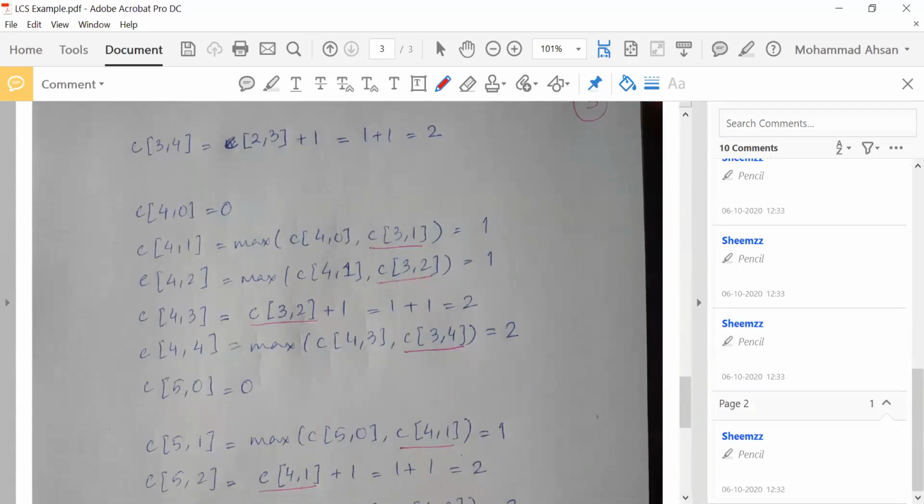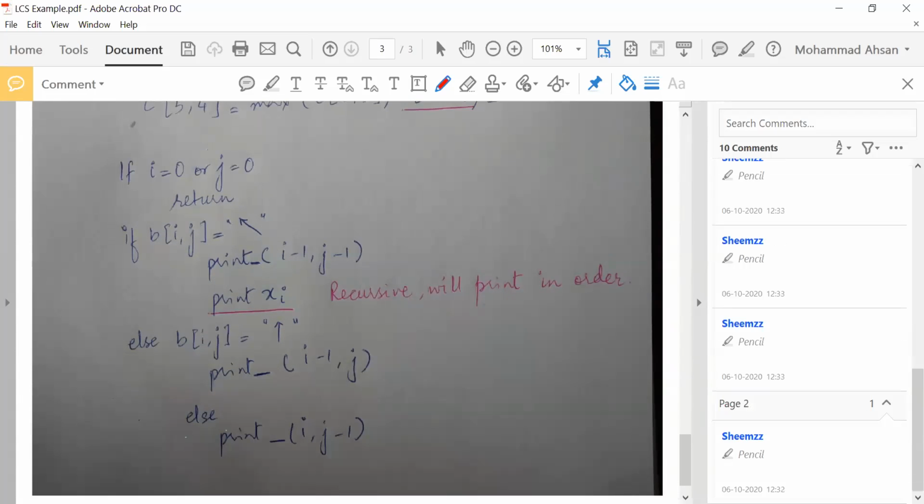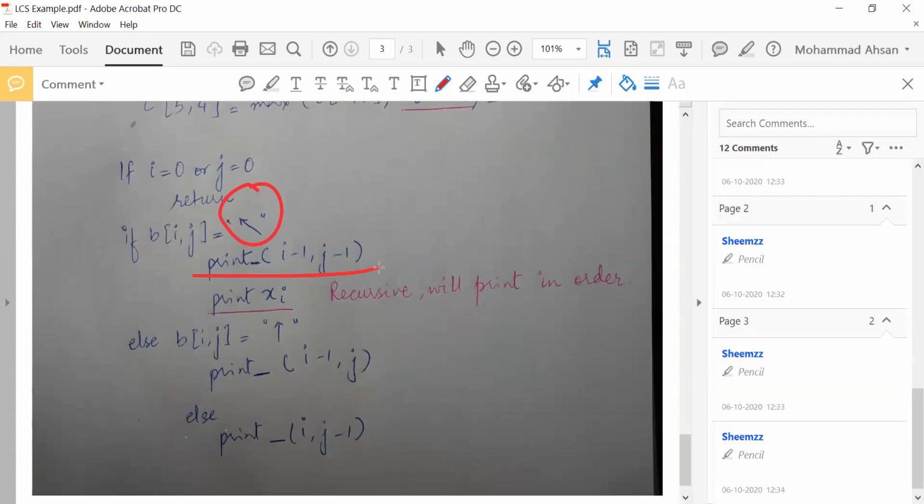In the end here, we write a recursive function so that we can print the actual longest common subsequence. So if you are getting the value from the diagonal box, then you call the recursive function with i minus 1, j minus 1. Okay, we'll go over it again.